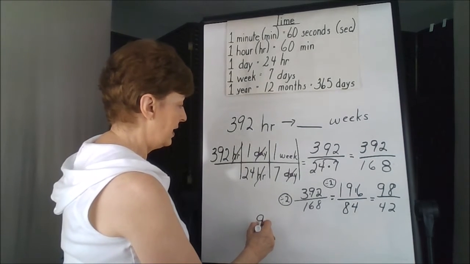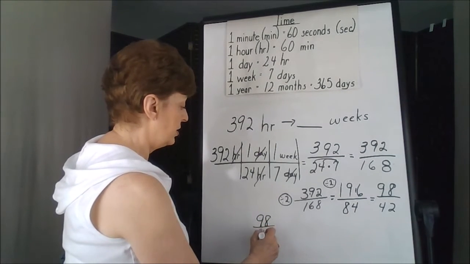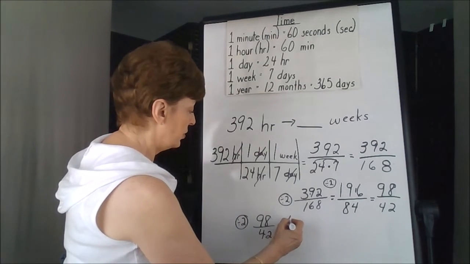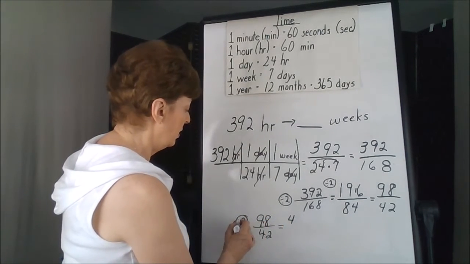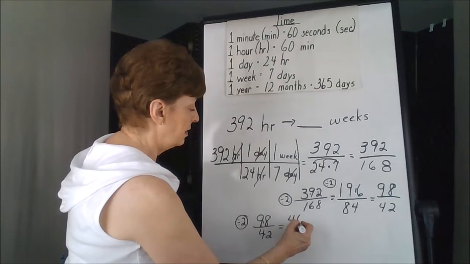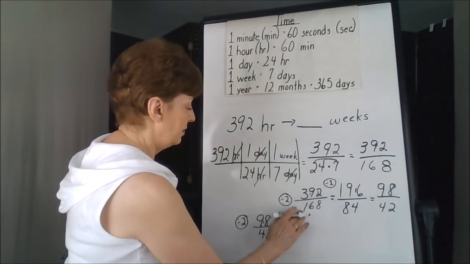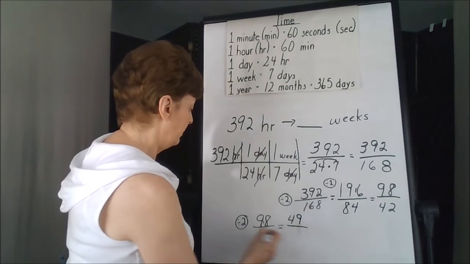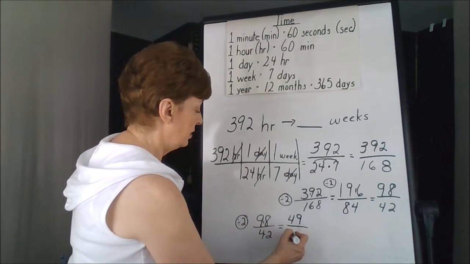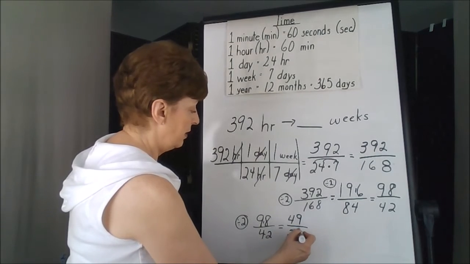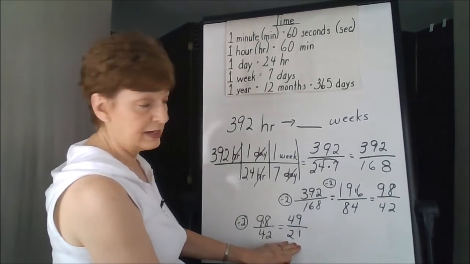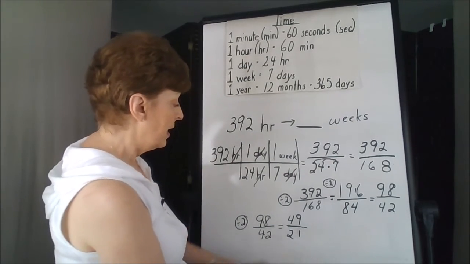All right, so 98 divided by 4, 42. 2 divides into 9 4 times with 1 left over. 2 divides into 18, 9 times. 2 goes into 42, 21. Now we've got something that's obvious. We can switch this a bit.